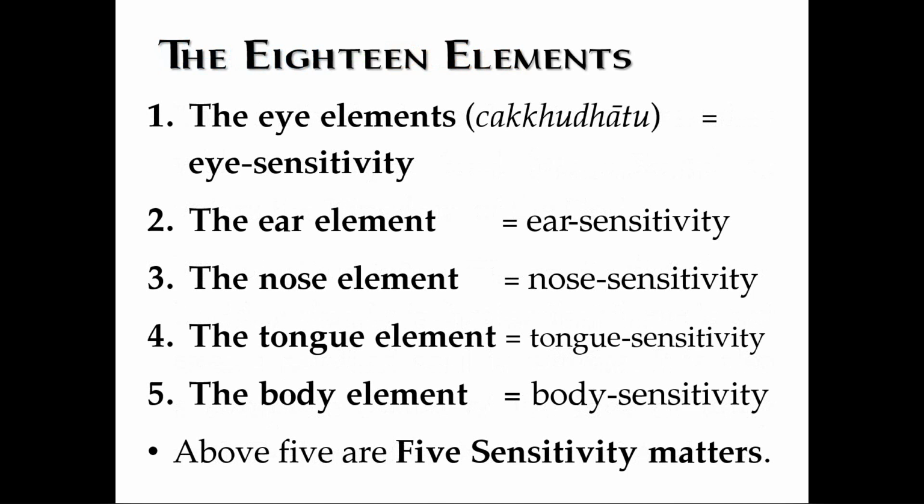Actually, these are not new. Number one, the eye element. So we have an eye element, that is a material phenomenon. The ear element, the nose element, the tongue element, the body element. So these are 5 sensitivity matters. These are real, ultimate realities. You can find them in a being. Of course, there are some people who do not have the eye element, and some people do not have the ear element. But in general, people as beings have these 5 sensitivity matters.